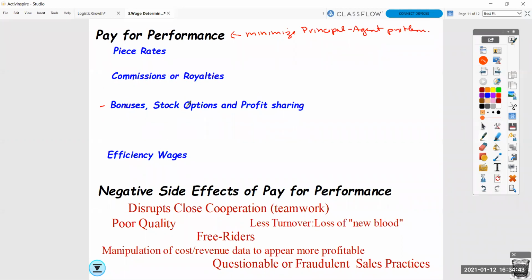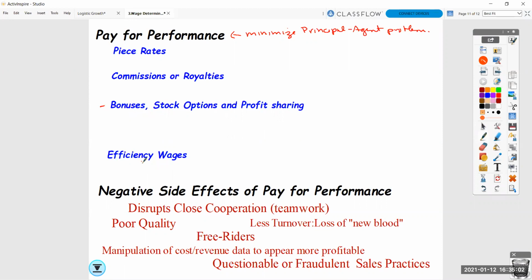Bonuses, stocks, options, and profit sharing. These are usually in the corporate world. At the end of the year, you get a performance evaluation, and if you do well enough, they'll give you a bonus. They'll add a little bit to it. Stocks, options. These are options to buy stock in the company.